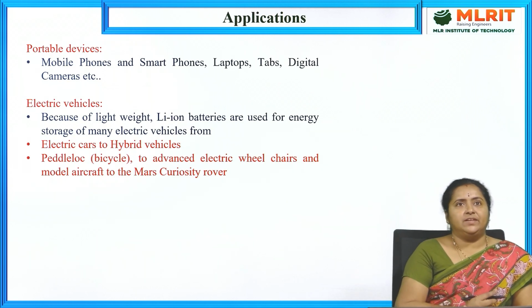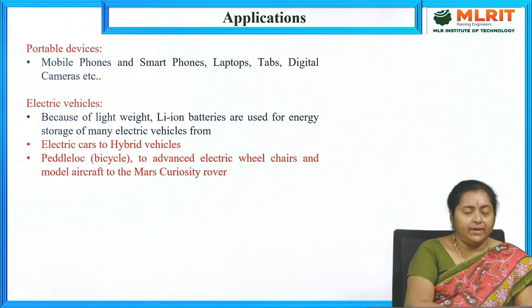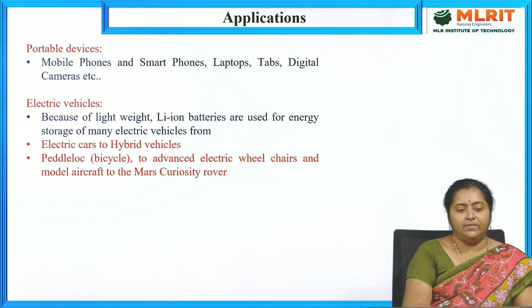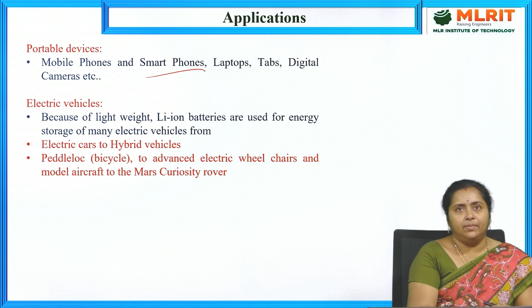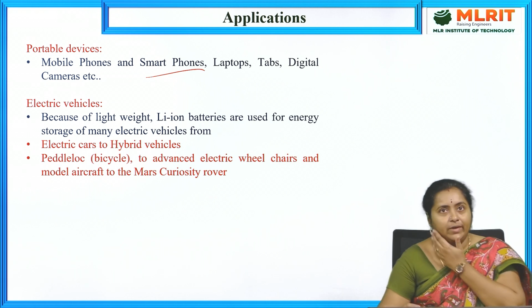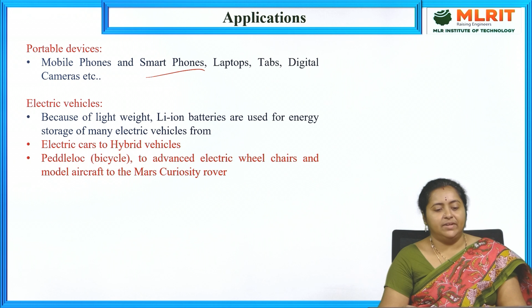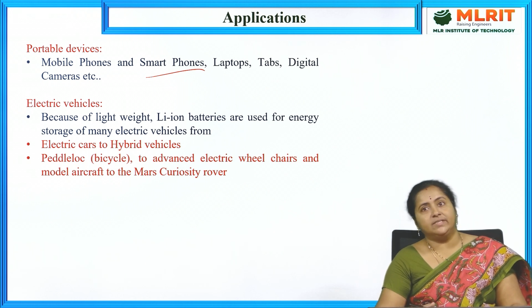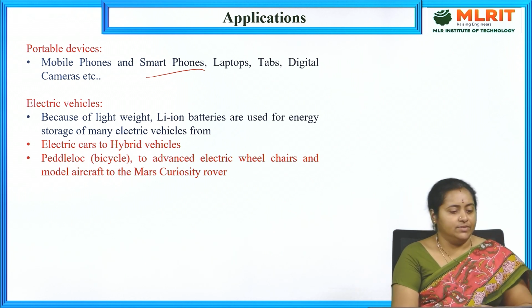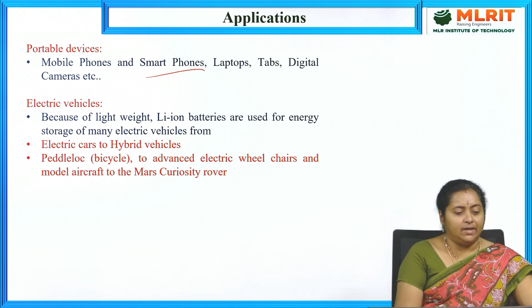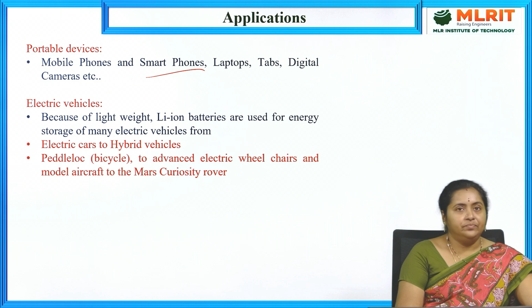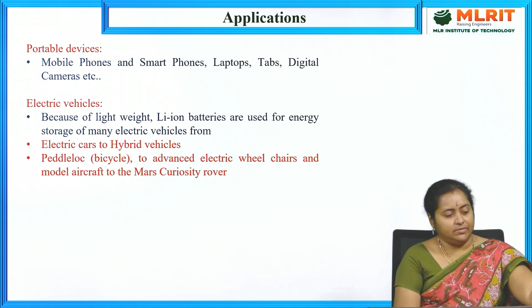What are the applications of the lithium ion battery? The lithium ion battery has a lot of applications in portable devices, as I told you, like smartphones or mobile phones, laptops, tabs, that is tablets, and digital cameras. It has a lot of applications because of the varying ranges of its output voltage. Even in electric vehicles, as lithium is a very light metal, it has a lot of applications as a source of electrical energy, along with electric cars, electric cycles, and electric wheelchairs.